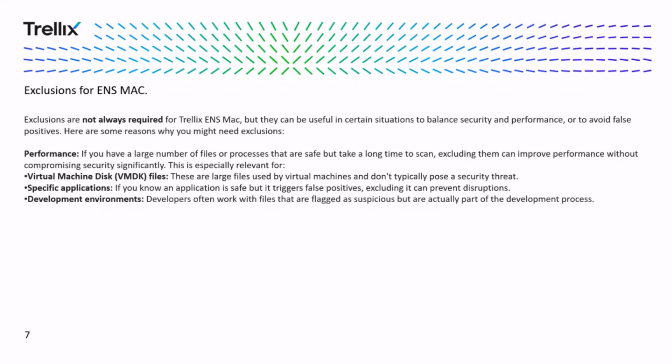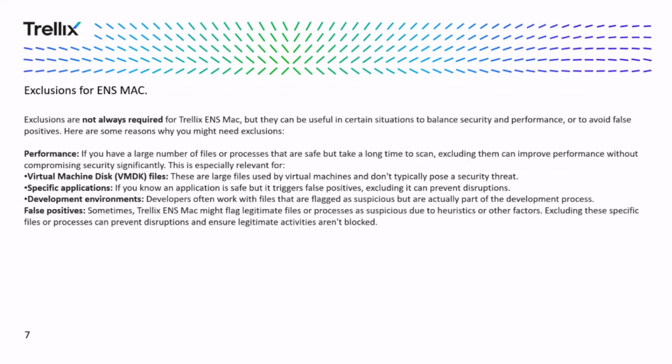Development environment, developers often work with files that are flagged as suspicious, considering the behavior, but are actually part of development process. And it could even have a performance impact. So if there are specific applications which are used by the development team, already third party application vendors do provide recommended list of exclusions for AVs, which you can provide to us, or you can refer to that and apply that as exclusion.